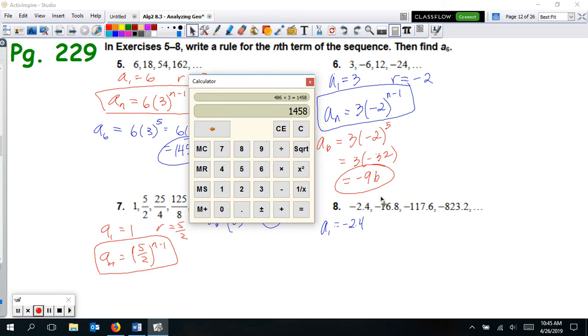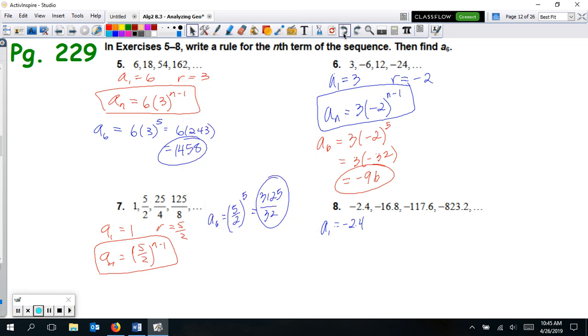Take the second term, divide it by the first. I'm just going to do it as positive over here. So I'm going to just say 16.8 divided by 2.4. And that gives me 7. So there it is. It's 7. So our common ratio is going to be 7 then on this one.